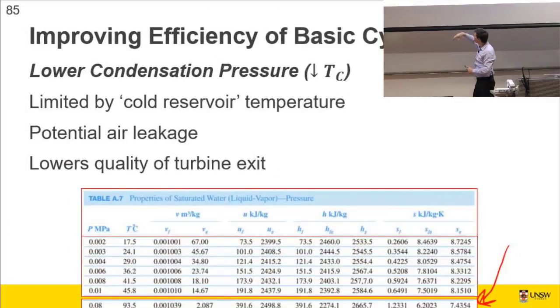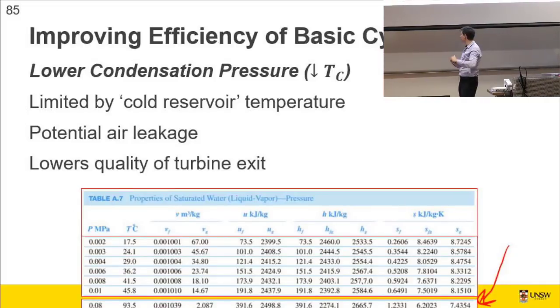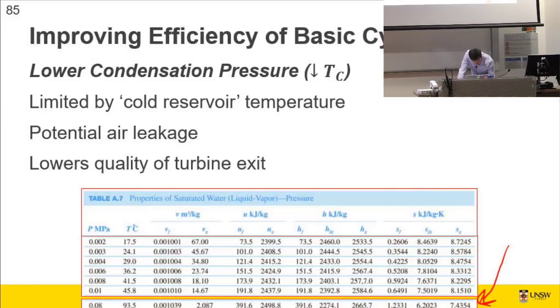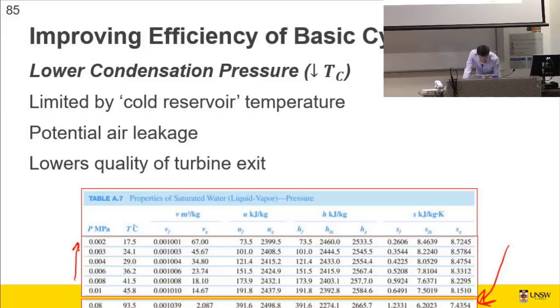The way to get a better Carnot efficiency would be to reduce the cold temperature or increase the hot temperature. The way to get lower temperatures would be to decrease the pressure in the condenser. You can see here pressures of 10 kilopascals, 8 kilopascals, and so forth, down to 2 kilopascals. The temperature of condensation is reducing from almost 100 degrees down to 45 degrees, 30 degrees, and so forth. So we can reduce the cold temperature by making the condensation happen at a lower pressure, and that's a way we can improve our thermal efficiency.